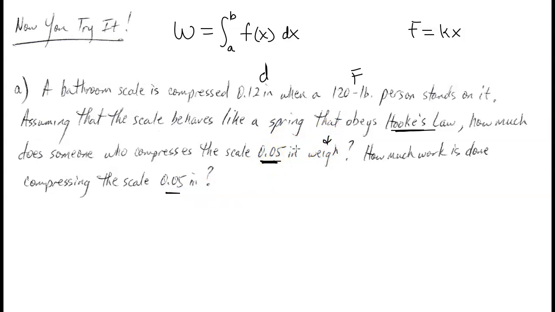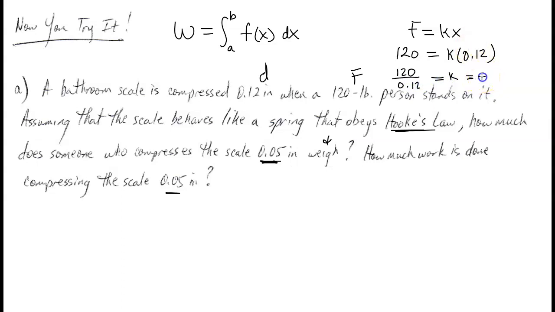All right, so the first thing here is we know that when a 120-pound person is on this scale, or on this spring, the spring is going to be compressed by 12/100ths of an inch. And so from here, we can just divide 120 by 0.12, and that's going to be our value of k.